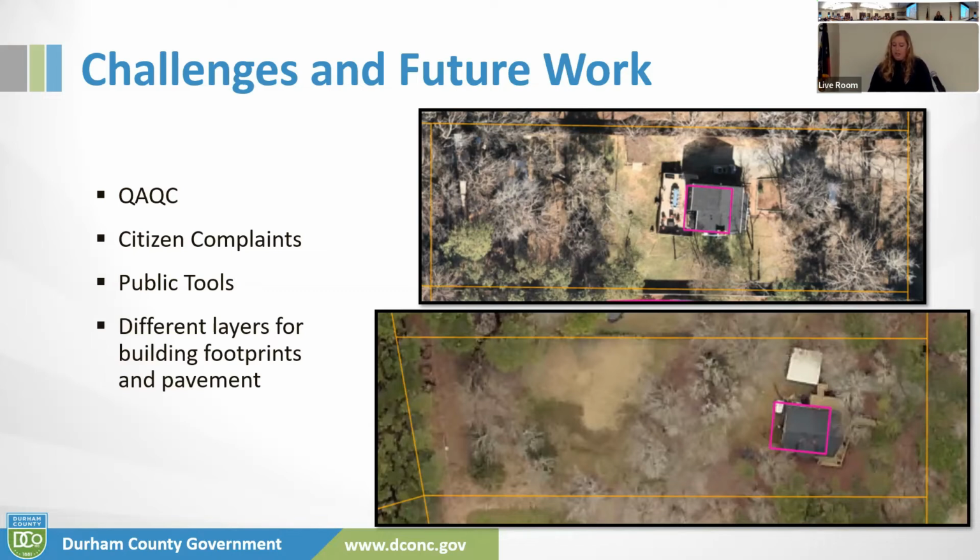And then we really want to separate the buildings from the pavement to have an up-to-date building footprint layer. There's always a demand for that. Stormwater is not the only department that could use that.